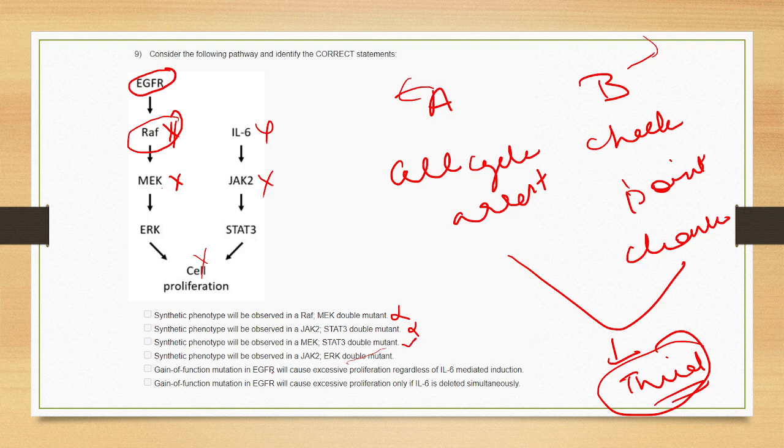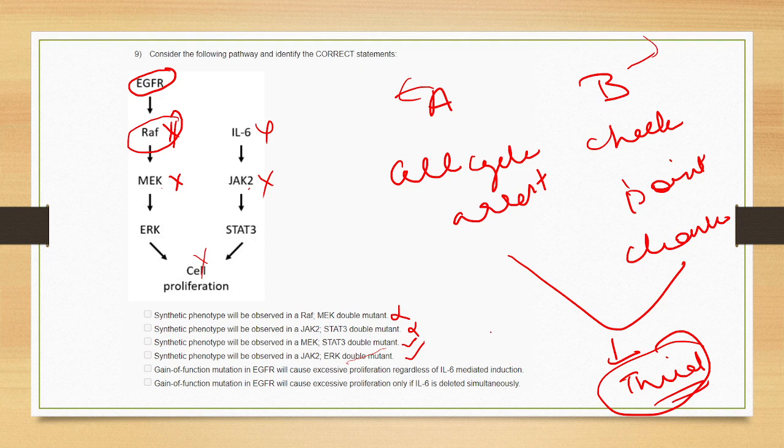Then next is synthetic phenotype would be observed in a JAK2 ERK double mutant. JAK2 and ERK. Double mutant also, different pathways also. Correct. So these four options were easy. Now come the last two options. This says gain of function mutation in EGFR will cause excessive proliferation regardless of IL-6 mediated induction. Will it be correct or not?